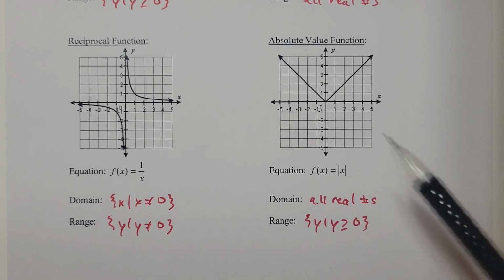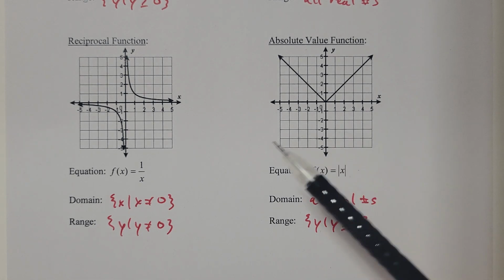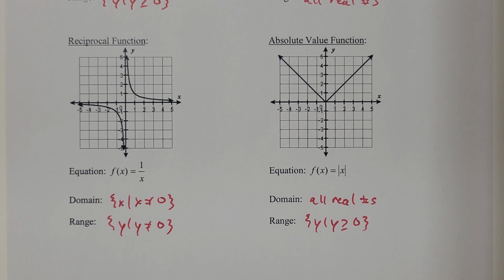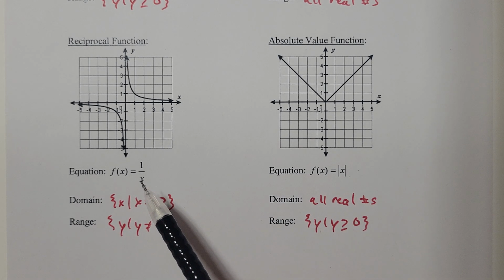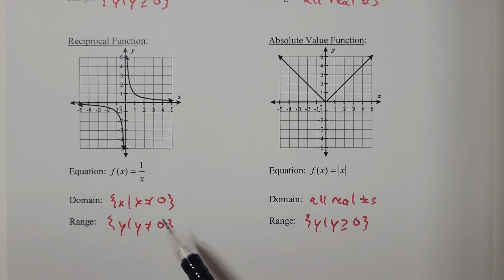Okay, the graph is in quadrants 1 and 3. The domain is anything but 0. I know in math I can't divide by 0. Okay, so division by 0 is not allowed. And also, because I can't plug 0 into the function, there's no other number that's going to return 0. So y can't be 0. Okay.